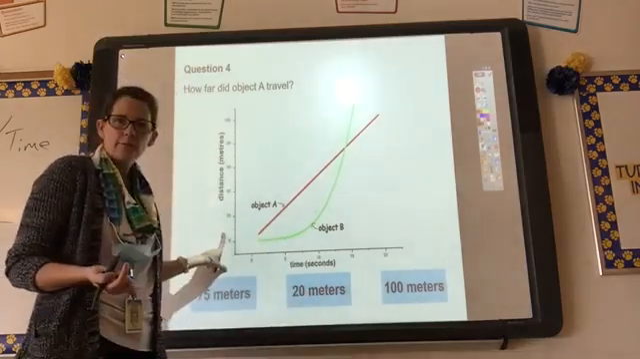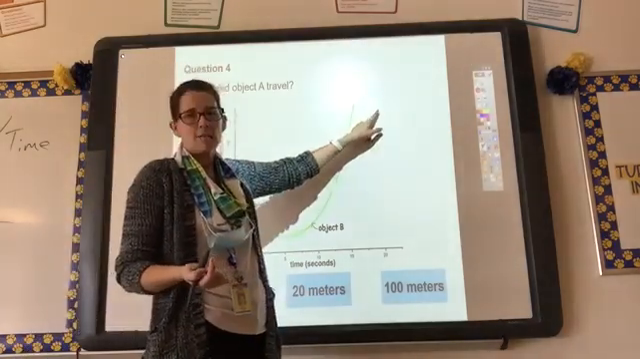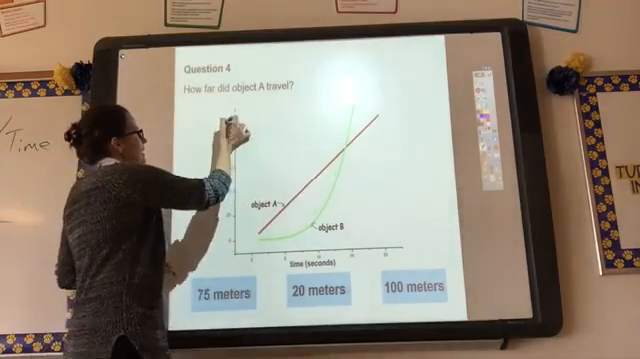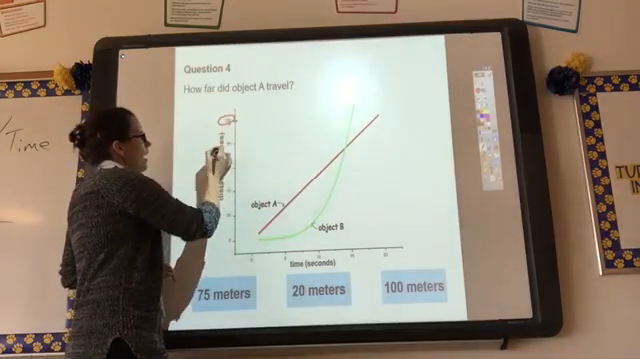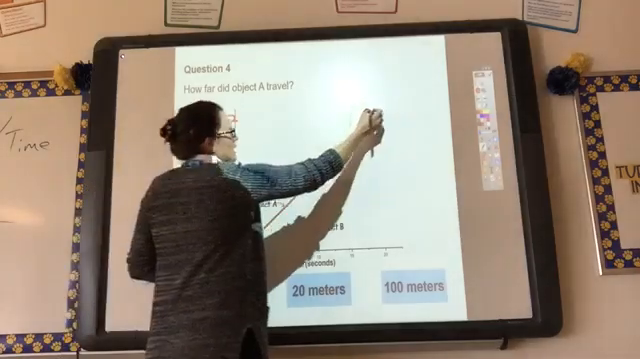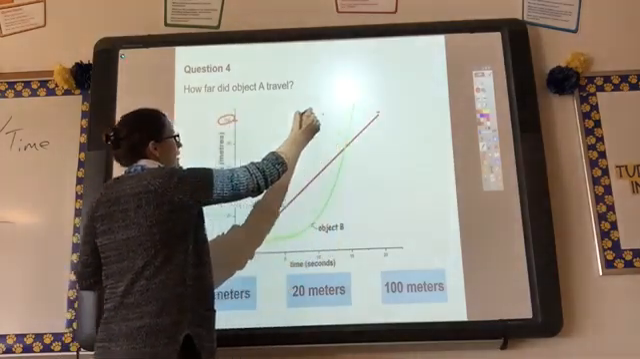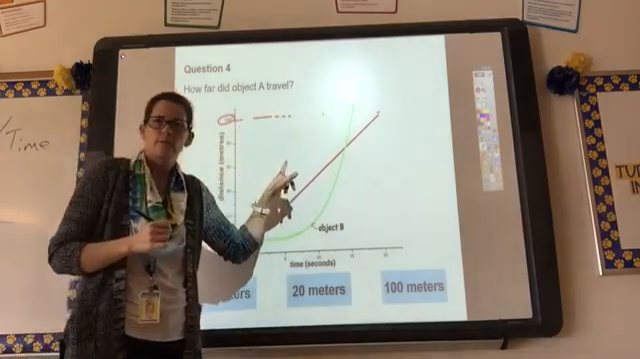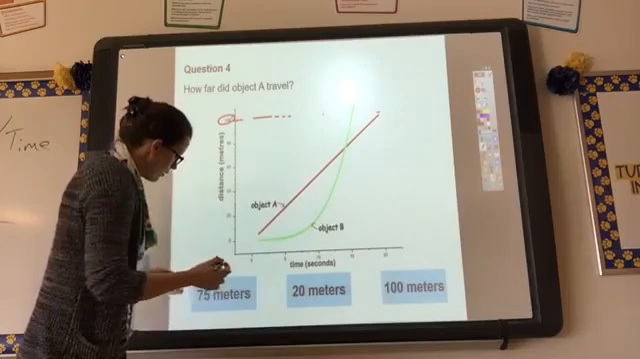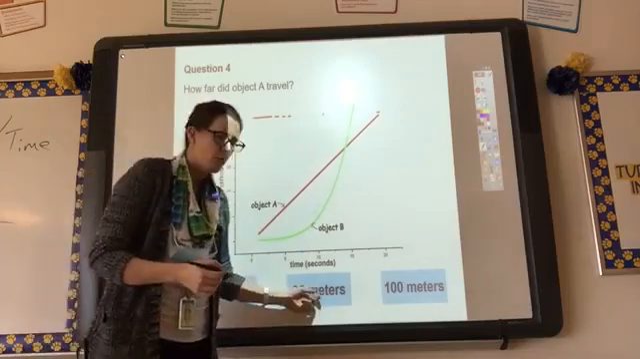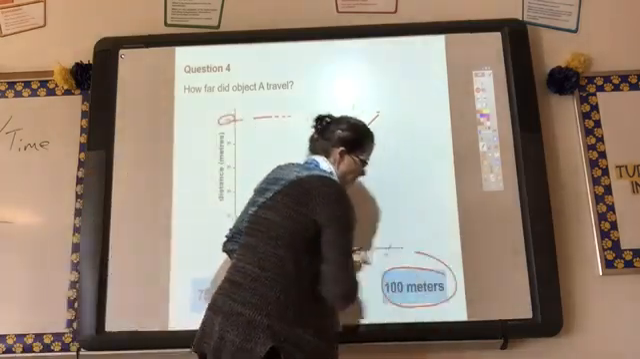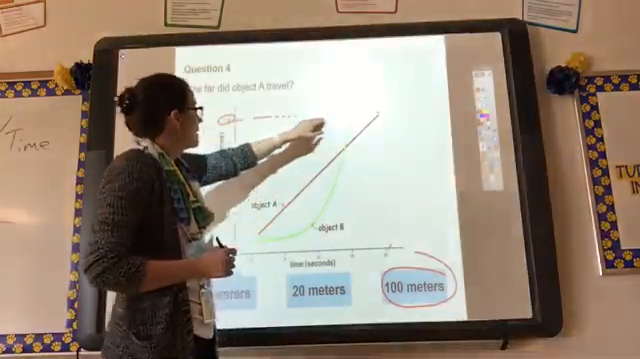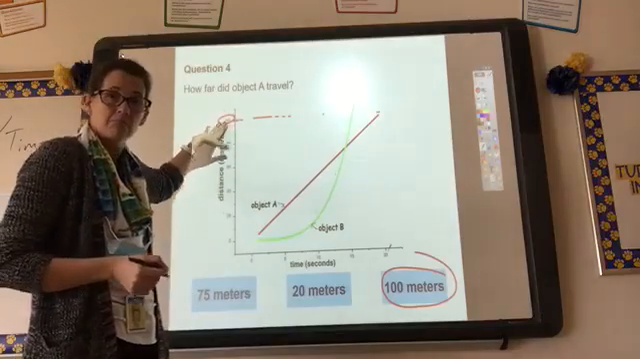In order to figure out how far it traveled, we could just go to the end of the line right here and bring it straight across, and we would see that we traveled 100 meters. See how this line starts from right here? If we brought it over, boom, 100 meters. That's how you tell the distance. So we've got 75 meters, 20 meters, there's 100 meters. And 100 meters is our answer because we just went to the end and came over to the side. Pretty neat, right?